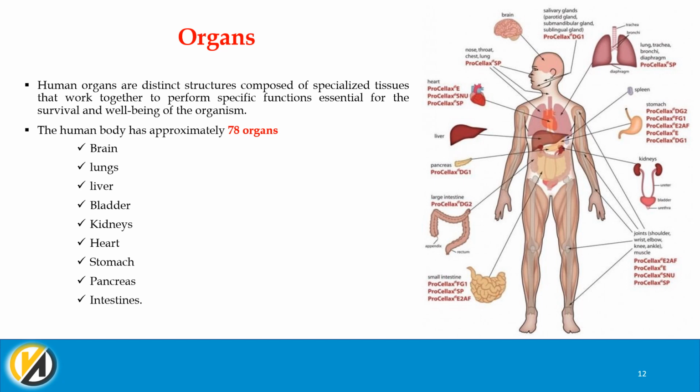Human organs are distinct structures composed of specialized tissue that work together to perform specific functions essential for the survival and well-being of organisms or humans. The human body has approximately 78 organs, which include the brain, lung, liver, bladder, kidney, heart, stomach, pancreas, and intestine. All of these organs have their own specialized functions.